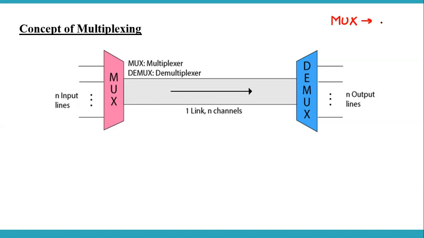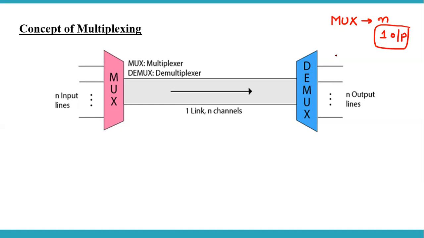But mux में क्या होता है कि if you have n input lines, ठीक है, so you have n input lines and you have only one output line. So this is why mux is used. No matter how many input lines you have, you will only have one output line. The major factor is this one output line.